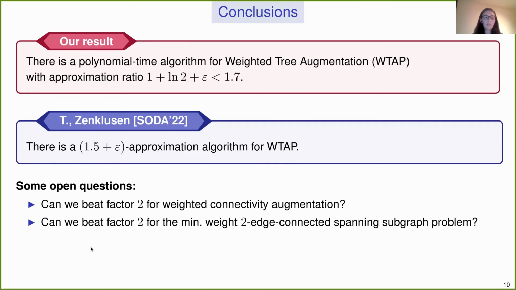And the second question is, can we beat the factor 2 for the minimum weight 2-edge connected spanning subgraph problem? Again, this is also an interesting generalization of weighted tree augmentation, where currently the best known approximation factor is 2. And with these two open questions, I would like to conclude my talk.